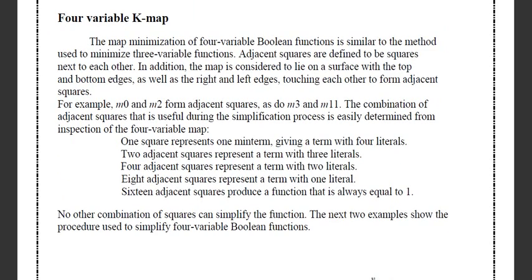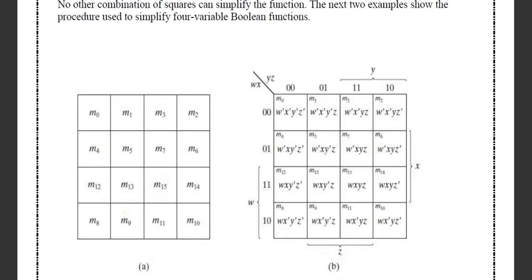Now we are in the 4 variable K-mapping. In this section we have 2 to the power 4, that means a total of 16 quadrants, which start from M0 and go up to M15. The rows are M0, M1, M3, then M2, then M4, M5, M7, then M6, then M12, M13, M15, then M14, and lastly M8, M9, M11 and M10. This sequence should be remembered for K-mapping.